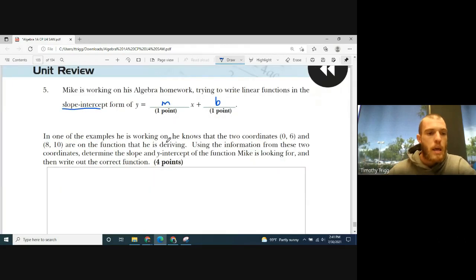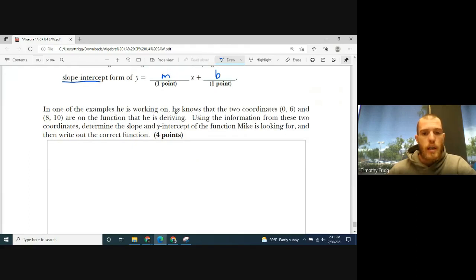In one of the examples he is working on, he knows that the two coordinates 0, 6 and 8, 10 are on the function that he is deriving. Use the information from these two coordinates, determine the slope and y-intercept of the function Mike is looking for, and then write out the correct function. So we need to find the slope and the y-intercept. Well, first, I always like to find the y-intercept first. And in our case, they give us it right here. Remember, the y-intercept, if it says 0, something, that tells you the y-intercept. So in this case, our y-intercept is 6.